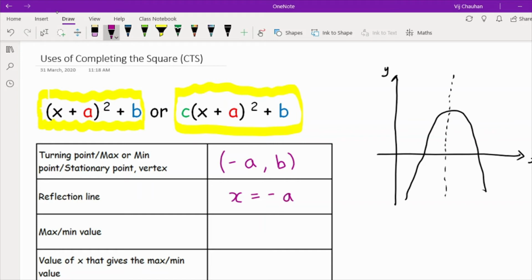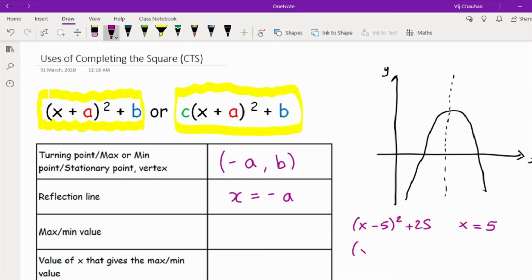to be minus a. So if I had an equation that looked like this, then the minimum point, the reflection line would be at x equals 5, because that's the value of x that makes it equal to 0.